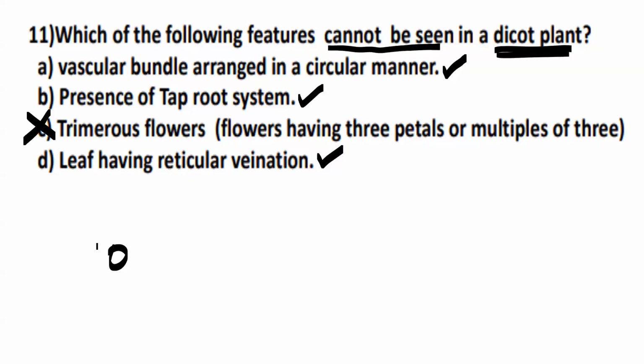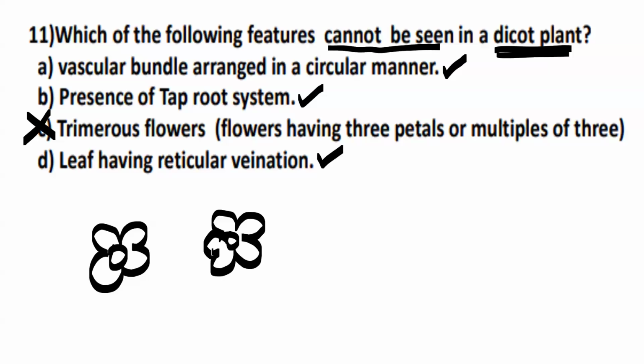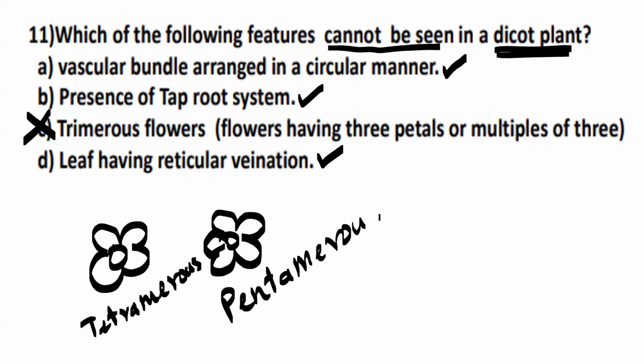A dicot flower will have four petals or multiples of four, or five or multiples of five. We call it tetramerous. Five and multiples of five, pentamerous. I hope you all are clear about it, no? Yes, let's do the other one.